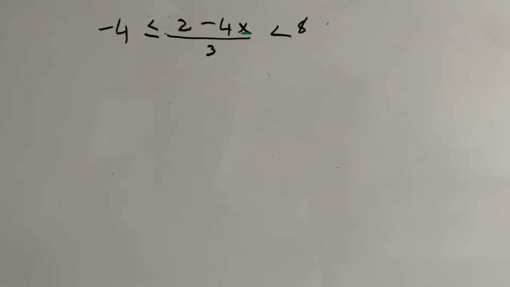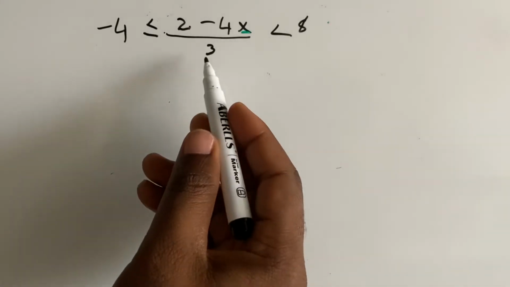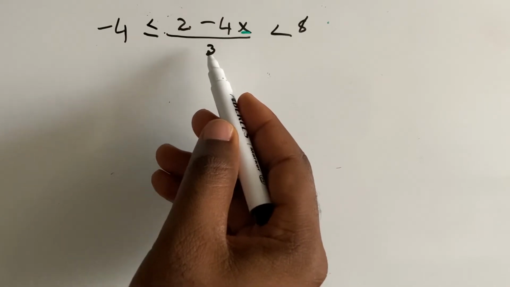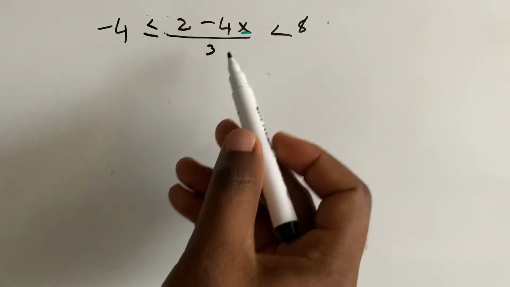Hello guys, this is to continue the previous video I had on linear inequalities. Again, I'll try to explain more the concept of interval notation. Okay, so in this case here, as you can see, we have 2 minus 4x divided by 3 here. So since I'm solving for x really, I need to isolate x.